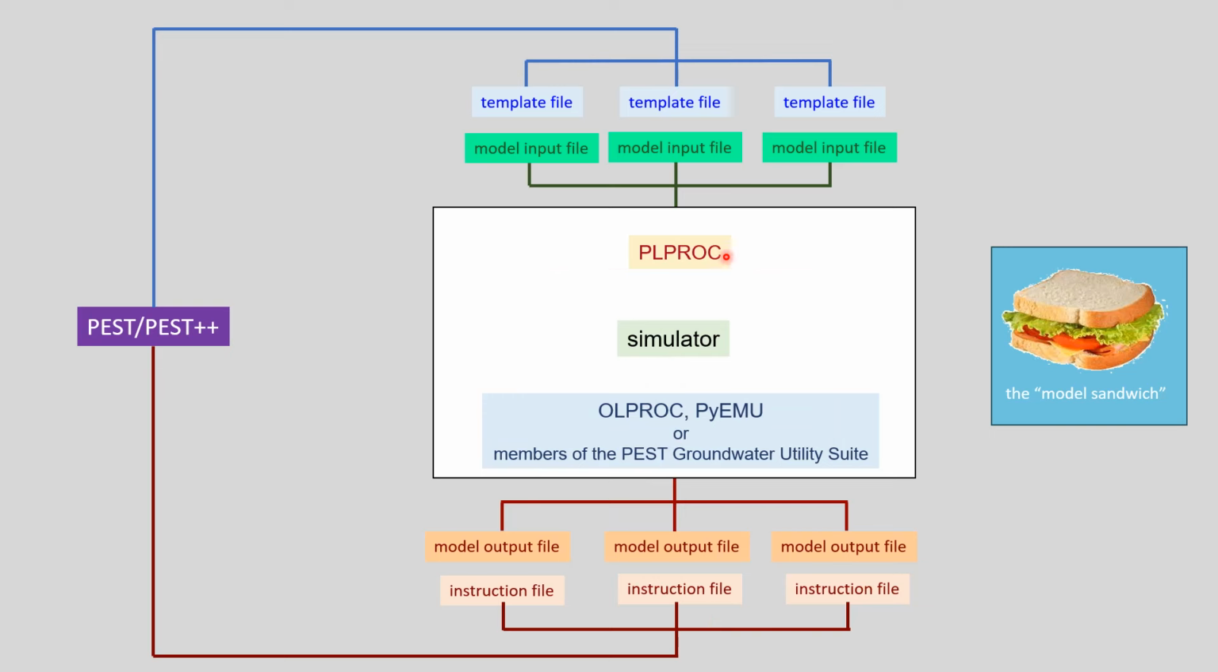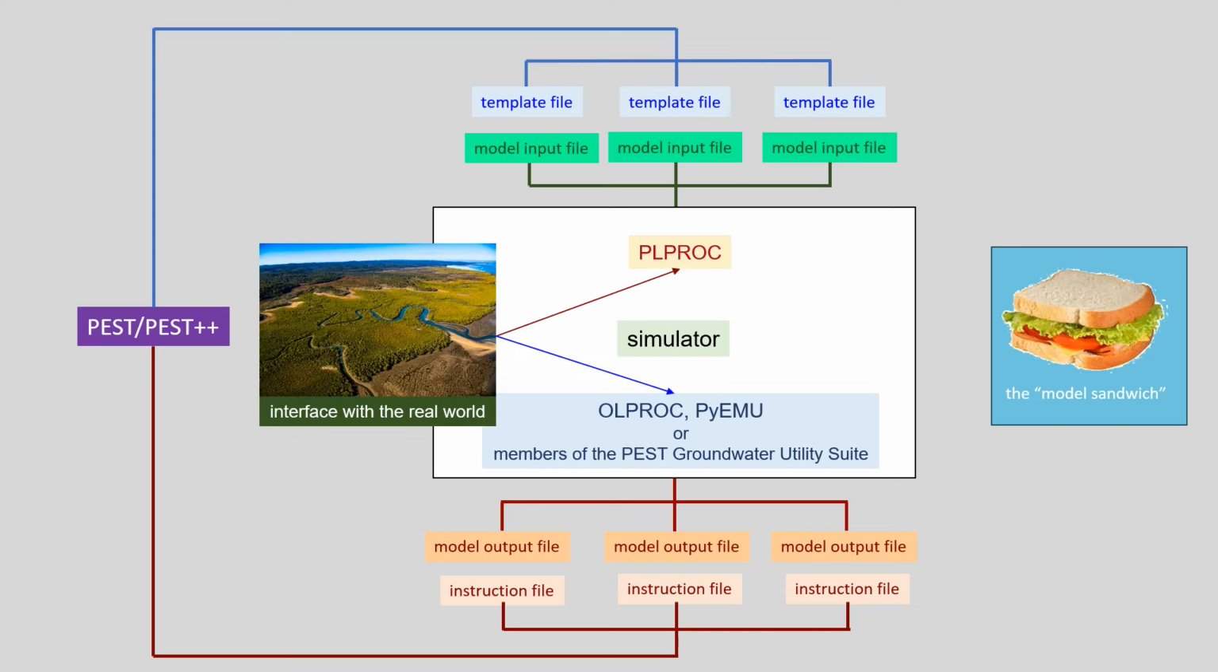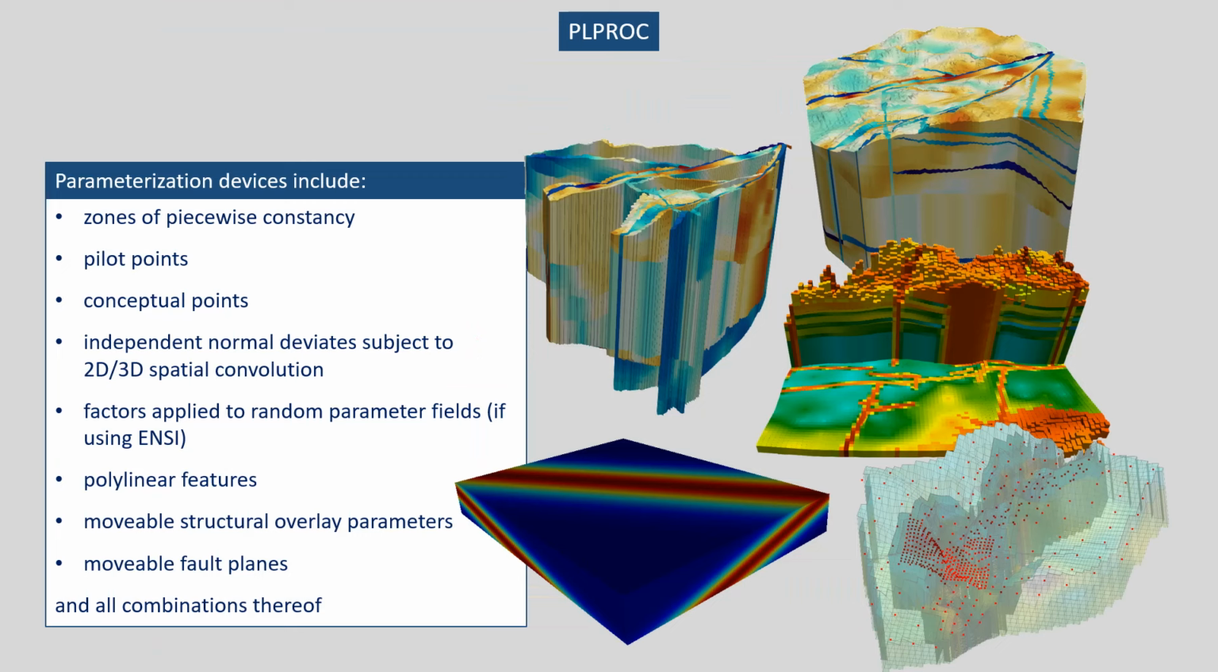PLPROC fits into this sequence here at the front end. It's a preprocessor, a parameter preprocessor. Collectively, these pre-processing and post-processing operations comprise the interface of the rather abstract simulator world with the real world. Now, as a parameter preprocessor, PLPROC supports a lot of parameterization devices. This was why it was built, to support a range of parameterization devices that can give us the flexibility required to be innovative when we're undertaking real-world decision support modeling.